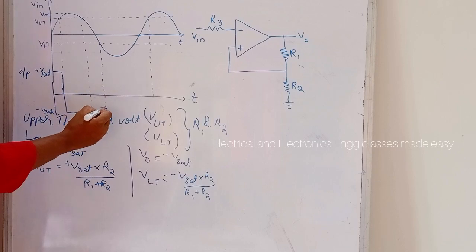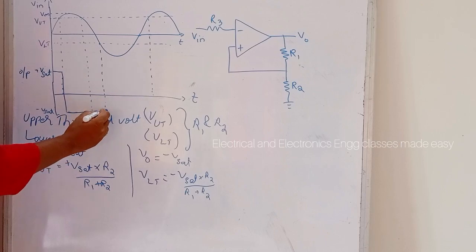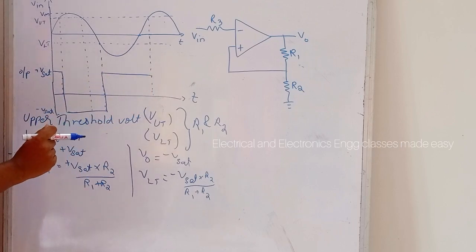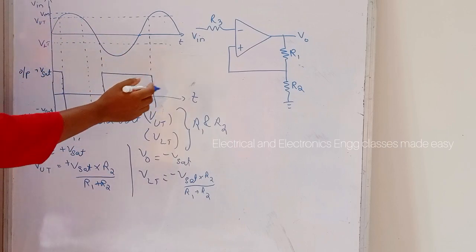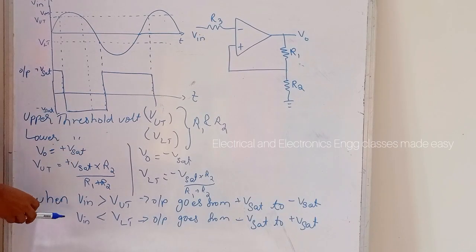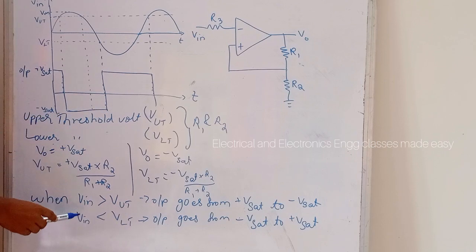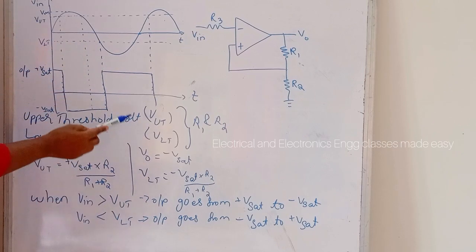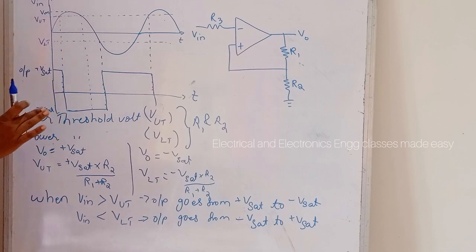So, the input voltage Vin must be less than the VLT in order to cause the output voltage V0 to switch from the minus Vsat to plus Vsat. Again, it will be like this. That is, the cycle continues like this. That is, when Vin is greater than VUT, the output goes from plus Vsat to minus Vsat. And when Vin, that is the input voltage, is less than VLT, the output goes from minus Vsat to plus Vsat. So this is about the Schmitt trigger.